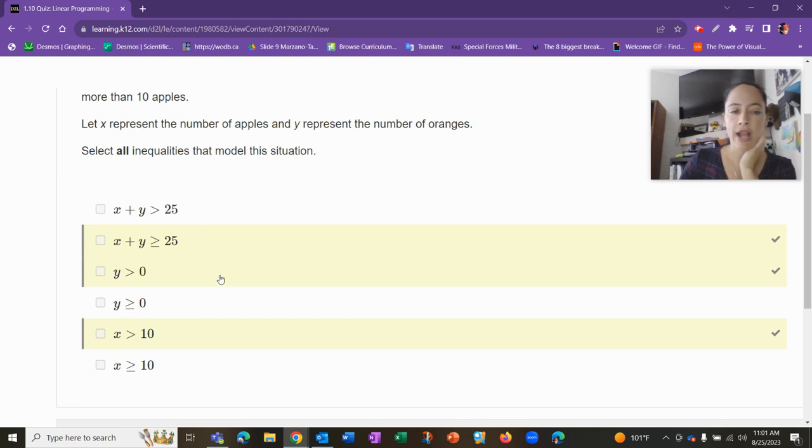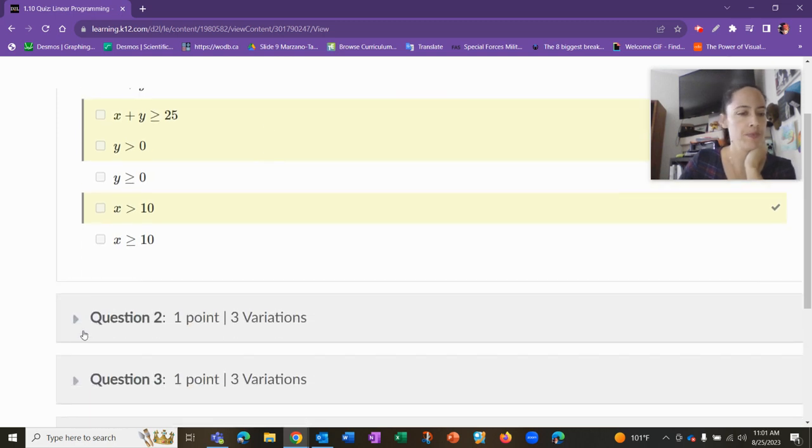That's the strategy that you're going to use when you have a word problem. Just try to identify, can it equal exactly 25? Can it equal exactly 0? Can it equal exactly 10? And put it in the word problem and see if it makes sense with the phrase you were given.